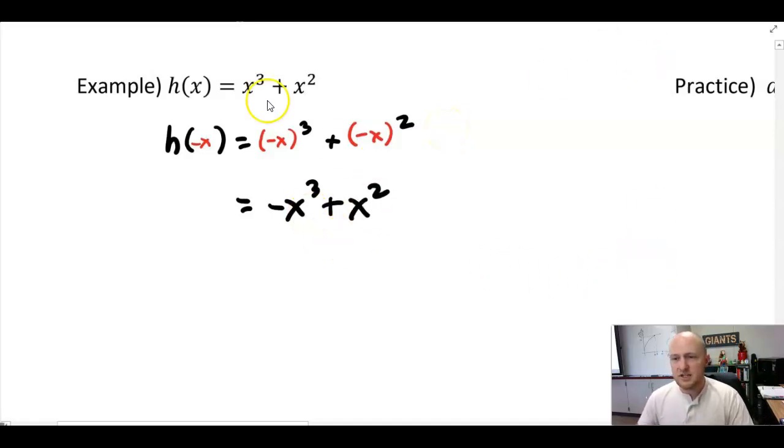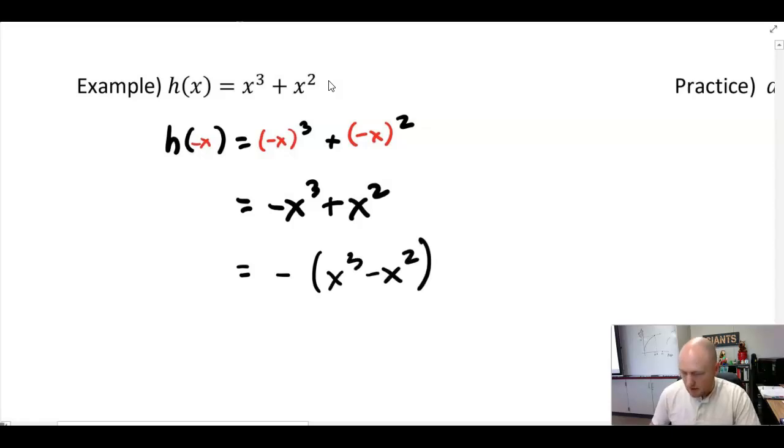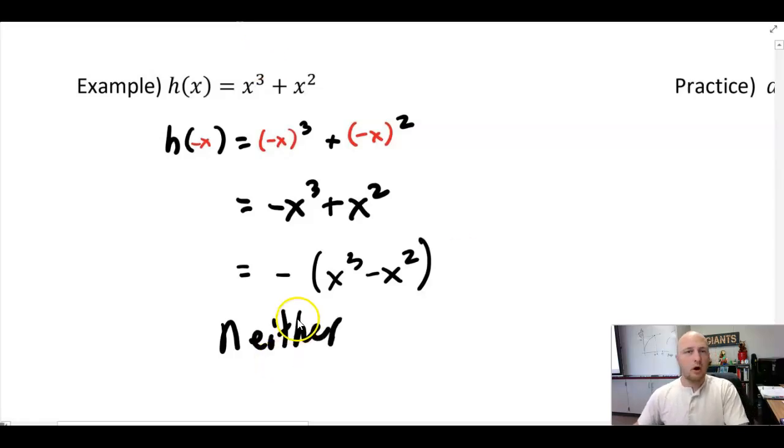And what I want you to see here is that our x cubed term is the opposite sign and our x squared term is the same sign. It's not the same, so it's not even. And then if I factored out a negative, my function in the parentheses is not the same as h. So it's not odd either. So this is neither even nor odd.